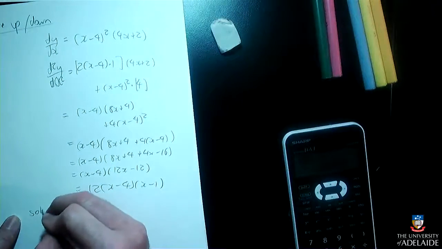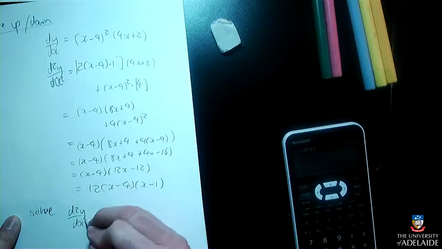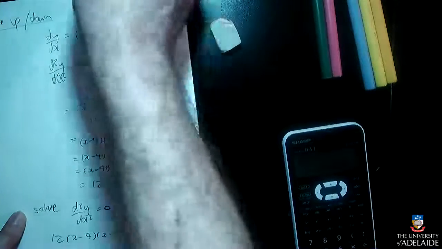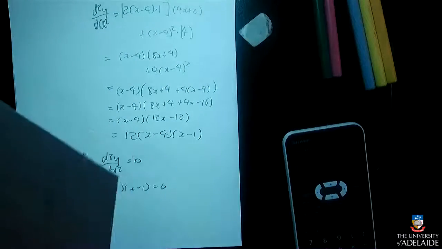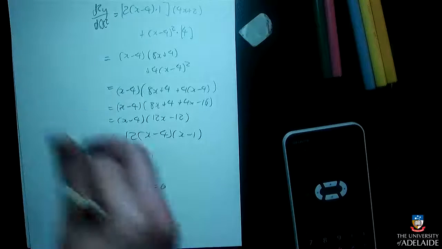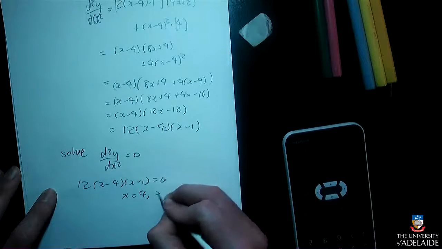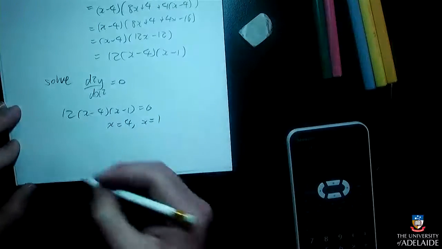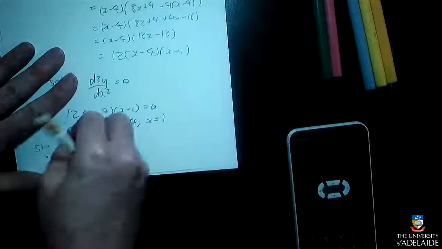So we solve d squared y on dx squared being 0, which means that we'll get 12(x minus 4)(x minus 1) equals 0. Which means we're going to get either x is 4 or x is 1. Okay, so let's do my sign diagram. No, not enough space. Let's do it on the next page.